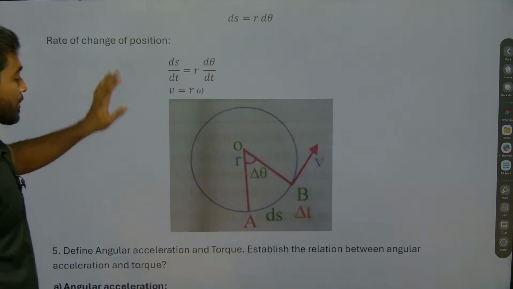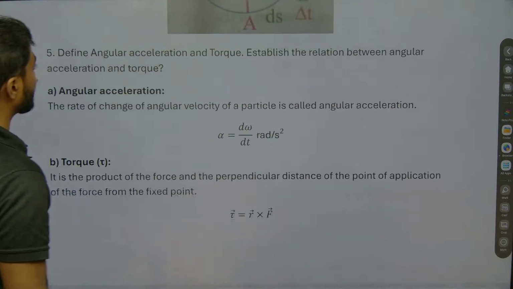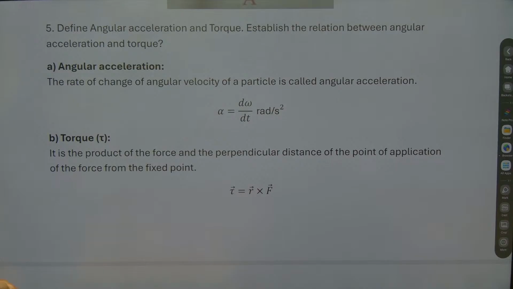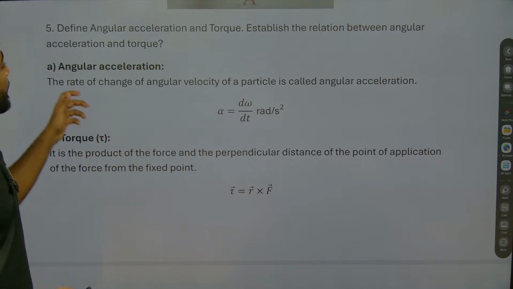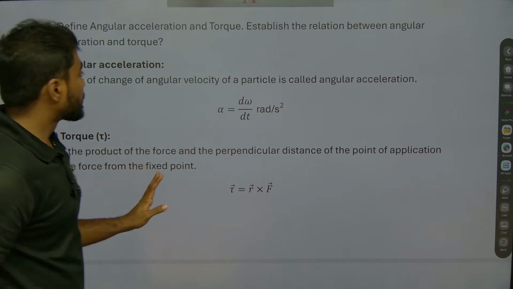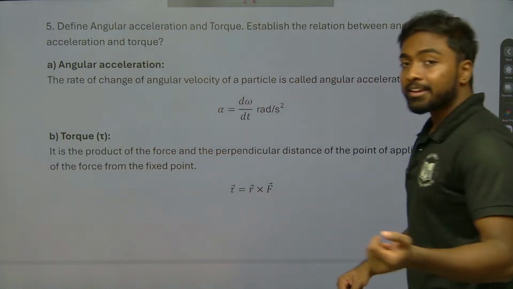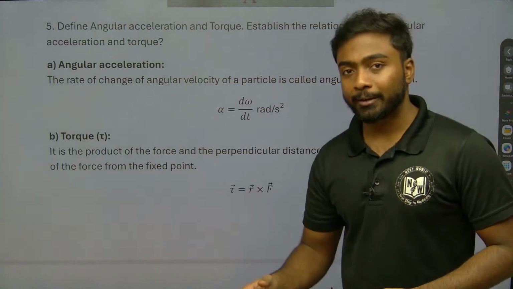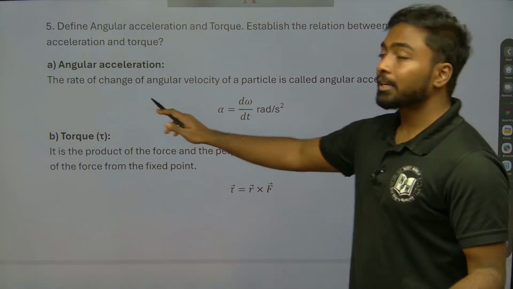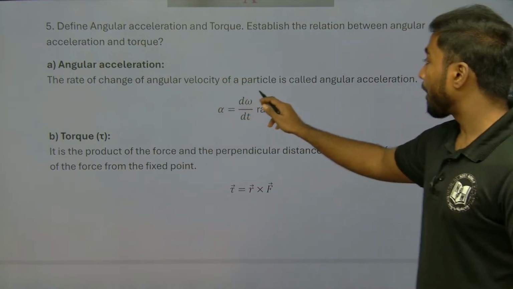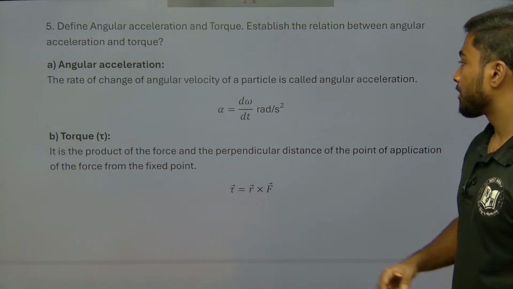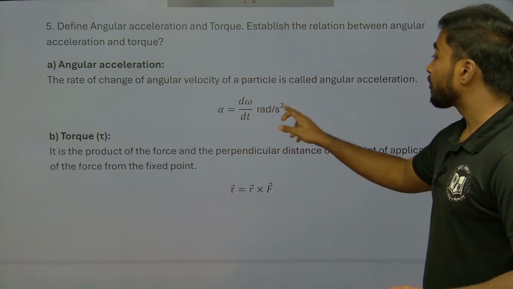Yes. So the next question is: define angular acceleration and torque, and establish the relation between angular acceleration and torque. Angular acceleration means the rate of change of angular velocity with respect to time. The rate of change of angular velocity of a particle is called angular acceleration. So it is d omega by dt, in radians per second square.